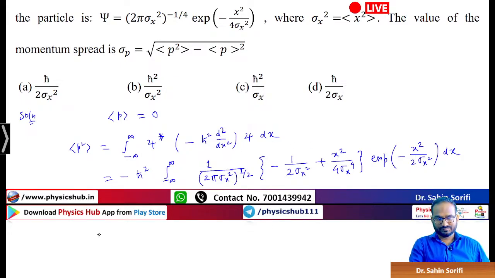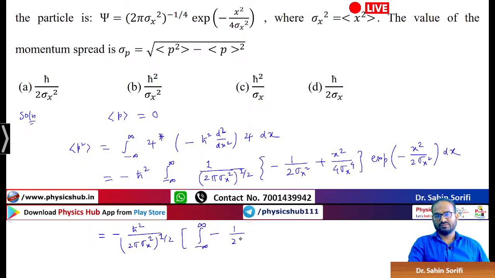So this is equals to minus h cut square by 2 pi sigma x square to the power half. I am just showing you the rigorous method. I will show you the shortcut method very soon after this. Minus infinity to plus infinity, you see we will get two terms.